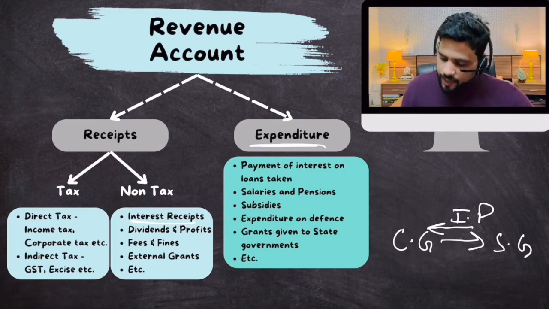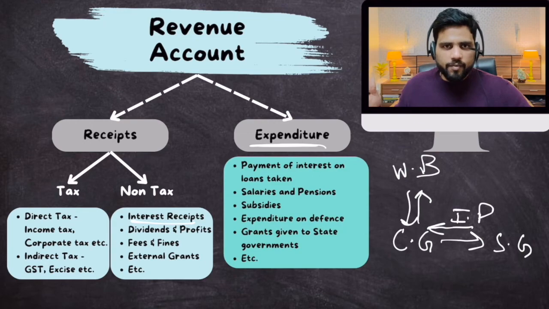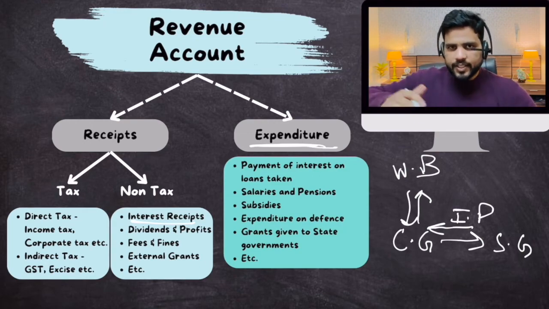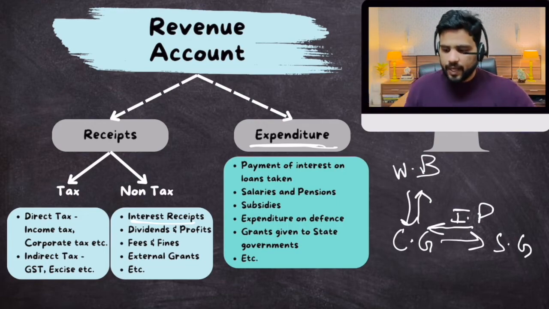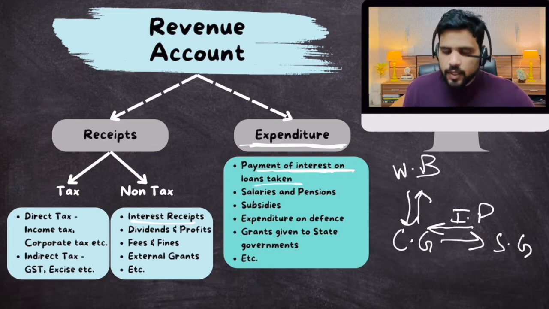But what if the central government has taken a loan from the World Bank and has to pay back interest payments? That is money going away from the central government, so that would come under expenditure, right? The interest received by the government is non-tax receipts, but the interest that the central government is paying is expenditure. Revenue expenditure, mind you. So in revenue expenditure, there are payments of interest on loans taken. Clear? This is a very significant chunk of revenue expenditure, by the way.